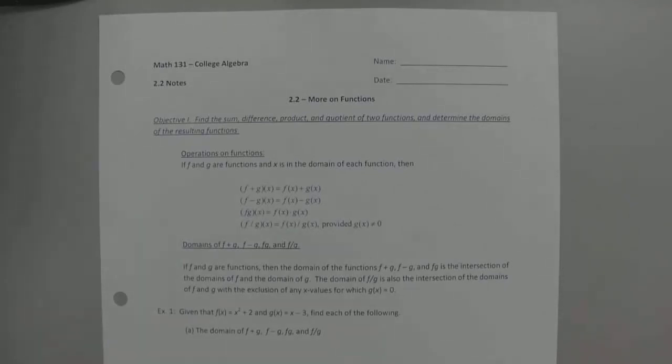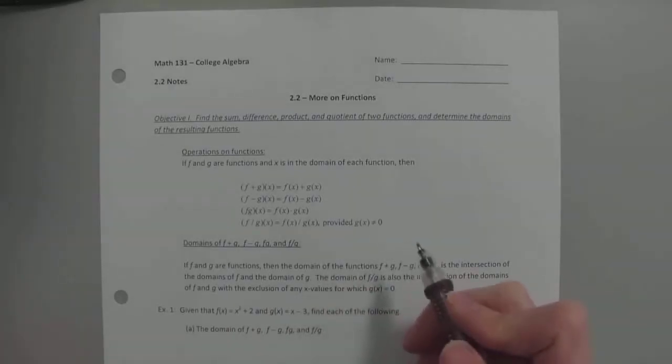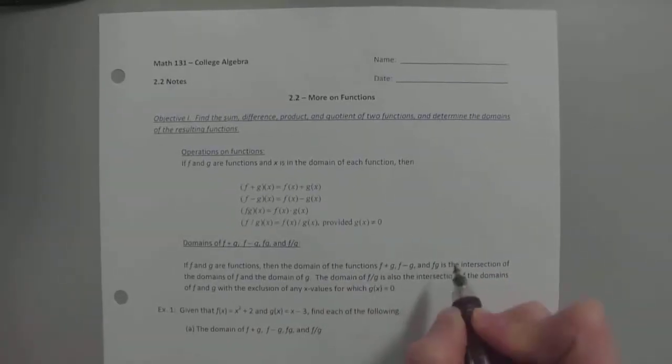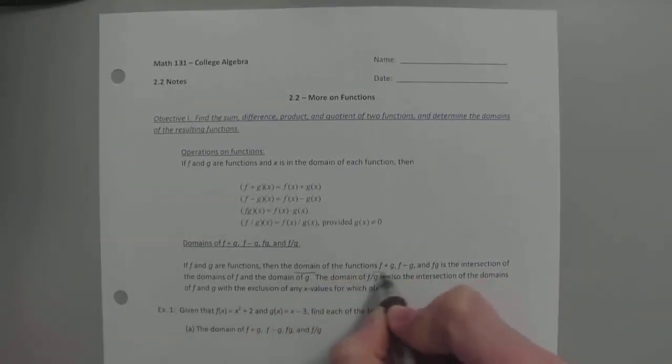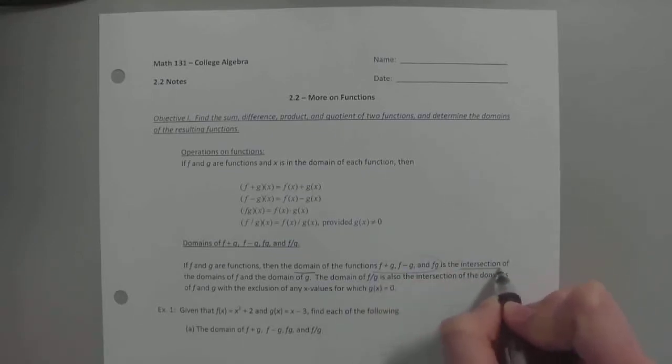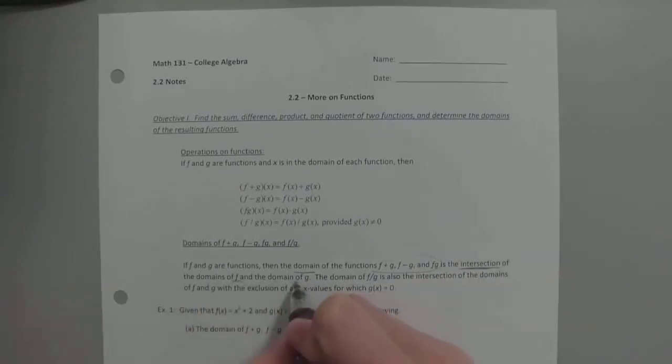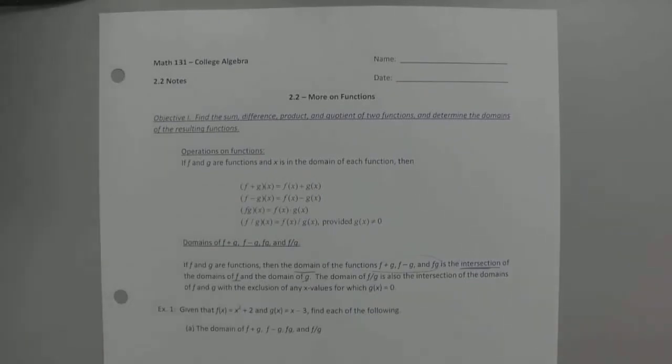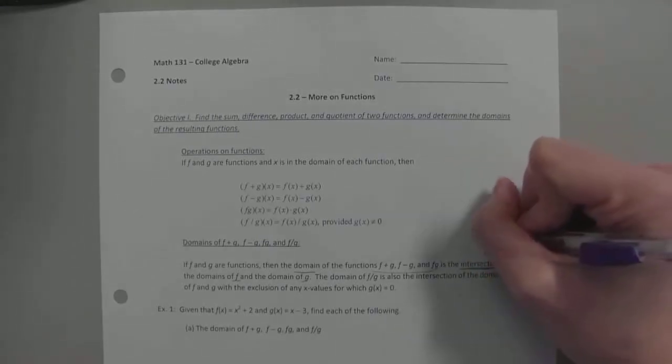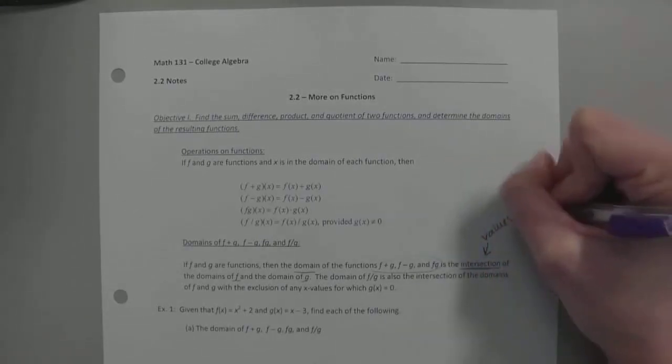Let's look at the instructions. It says, if f and g are functions, then the domain of the first three things, so add, subtract, multiply, the domain of these three operations is the intersection of the domains of f and g. What's it mean for something to intersect? It's what they share. It's what they have in common, okay? Values they share.